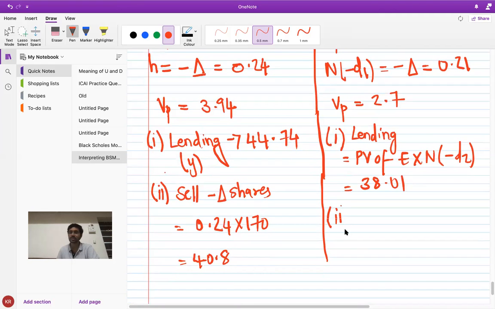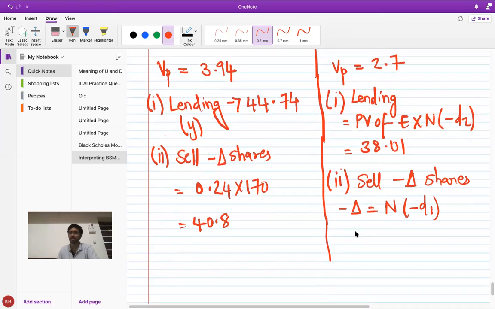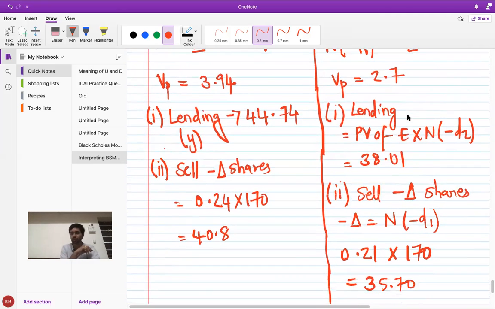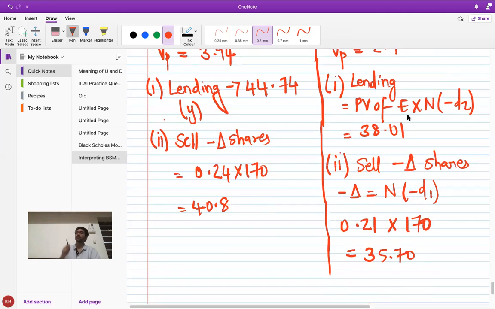And I am now selling minus delta shares over here also, where minus delta is nothing but N of minus d1. I'm shorting N of minus d1 shares, where N of minus d1, like we saw over here, is 0.21. So I'm shorting 0.21 shares into 170. The total value that I'm receiving on shorting 0.21 shares is 35.70.